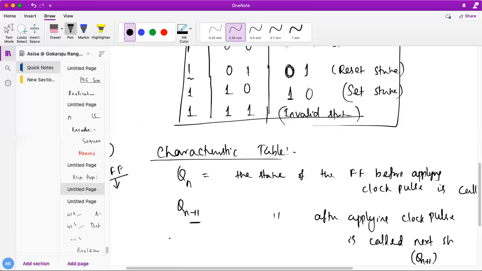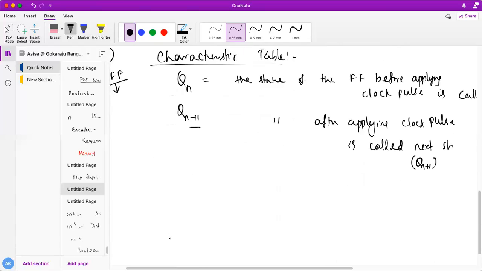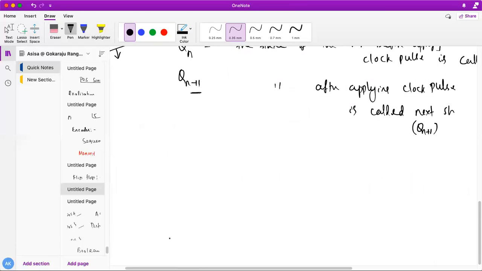Do you all understand? So what will the characteristic table tell? It tells the relationship between the present state and the next state. Depending upon how it swings from the present state to the next state, what are my corresponding inputs S and R? See here, the characteristic table tells about Qn, S and R.